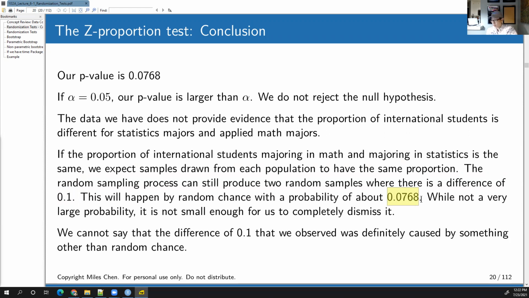It's not super common. It's not a very large probability, but it's not small enough for me to just ignore it. Okay, so therefore we're not going to say that the difference of 0.1 was caused by something other than random chance. It could have been caused by random chance. Okay, it's also possible that the reason why we got a difference of 10% is because the populations do have different proportions. So that's also possible, but we're not ready to say that's definitely the case either. Okay, so we're not going to reject the null. Okay, it doesn't prove that the null is true either.